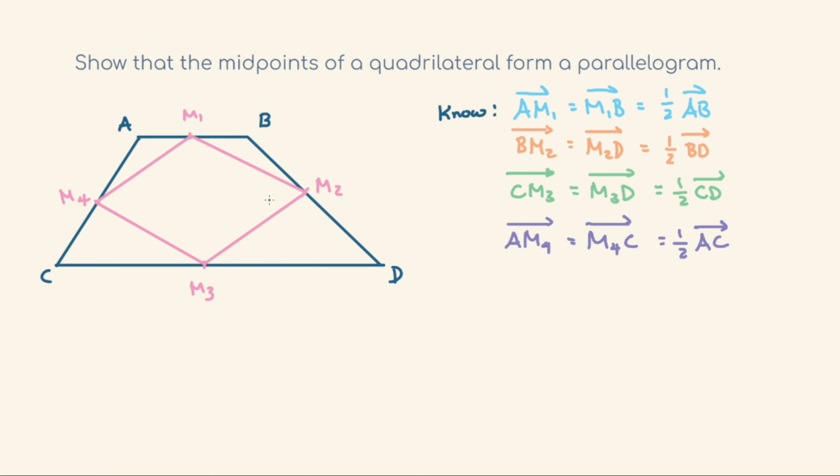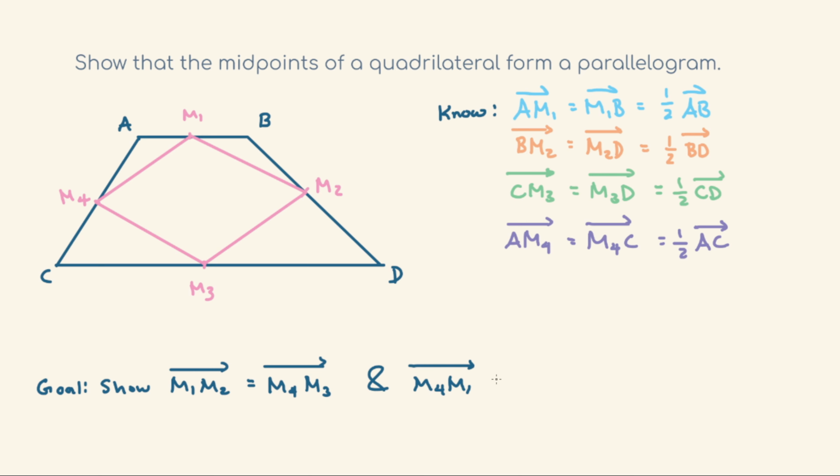And we can do that very easily using vectors. So let's rewrite this using vectors. The goal, the question is asking us to show that M1 to M2 is equal to M4 to M3. These two vectors are equal. And we also want to show that the vector M4 to M1 is equal to the vector M3 to M2. And once we've shown these two things, that's how we'll know that we finished the question.